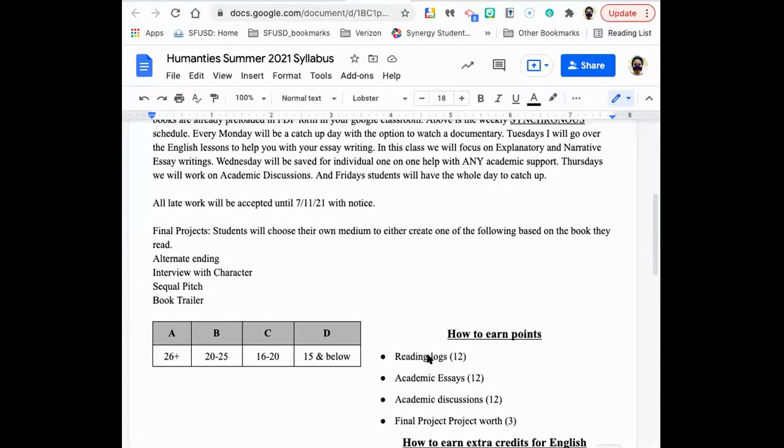The material that you're going to present is either an alternate ending to the book that you chose, an interview with one of the characters out of your book, a sequel. So if they were to write a follow-up book, you're going to write a pitch for that, or a book trailer. So if this book was turned into a movie, make me a trailer about it. Make me excited to read it.